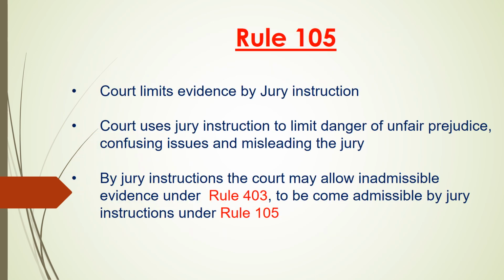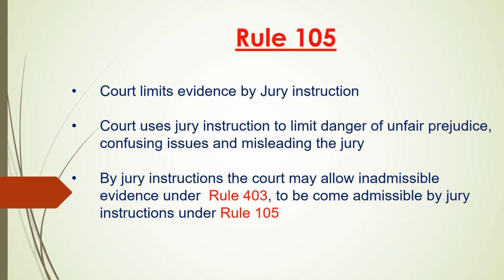Under Rule 105, the court may limit the jury instruction on the evidence that is being precluded under Rule 403. What the court does is that the instructions limit the admissibility of the evidence in this case, either for unfair prejudice, confusing issues, or misleading the jury.